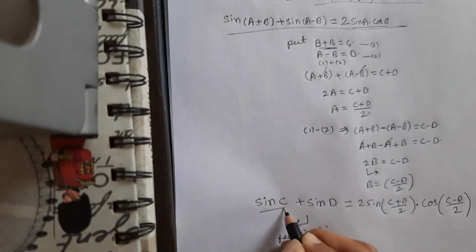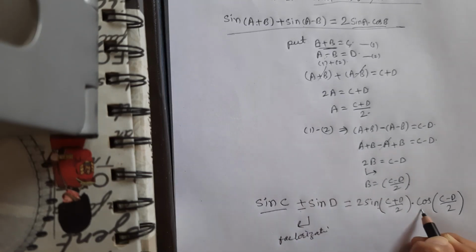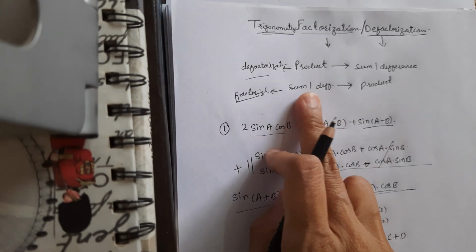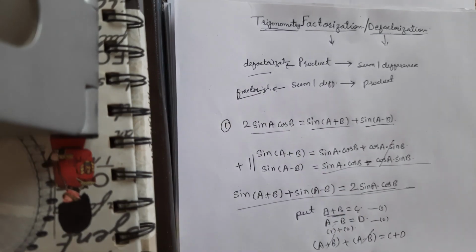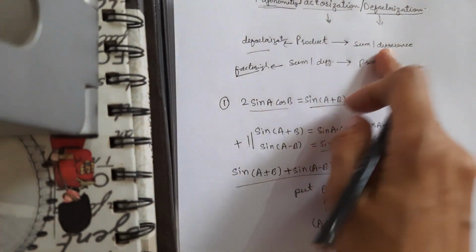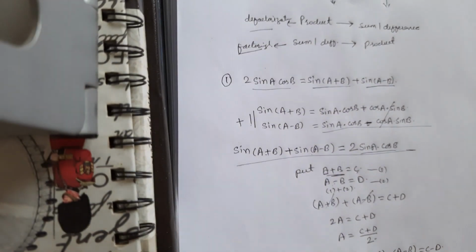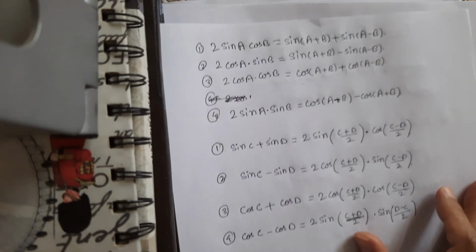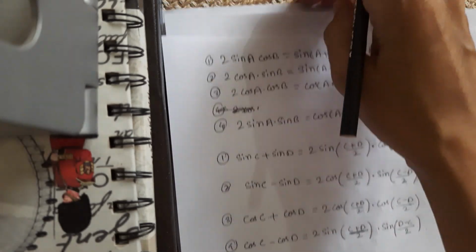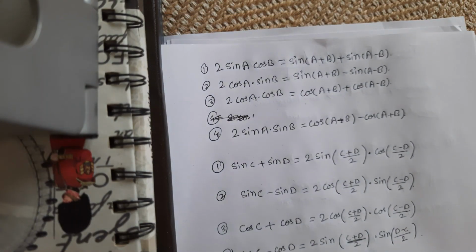Because we are converting the sum into a product. Sum into product is factorization, and defactorization is product to sum and difference. So that's how we got the formula. This is not difficult to understand as well as to remember. A few more formulas that we are going to discuss, I am just writing them here. I have written all the formulas that we need to understand.